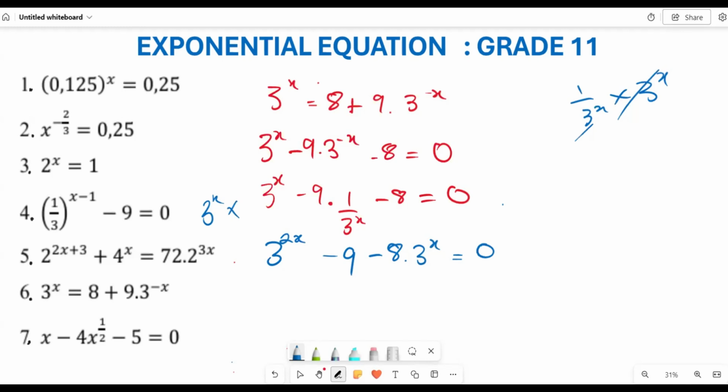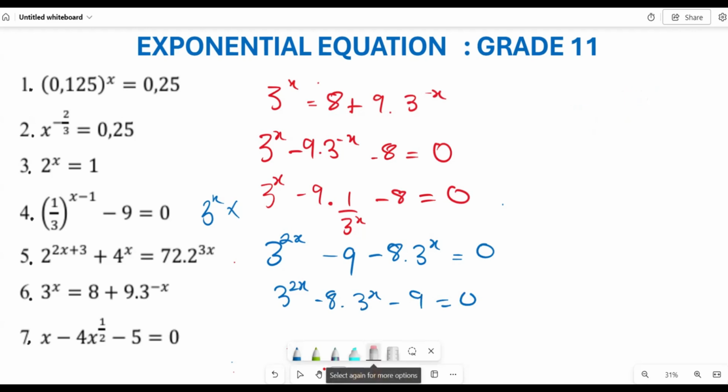Now from here, this is same as 3 to the power of 2x minus 8 multiplied by 3 to the power of x, minus 9 equals 0, right? Now from here, we can actually factorize this, because this is same as squared, this is same as x, and this is a constant, right? So this is our quadratic equation. So if this is our quadratic equation, what is it that you're going to have here? For an example, now you can open up your two brackets, right?